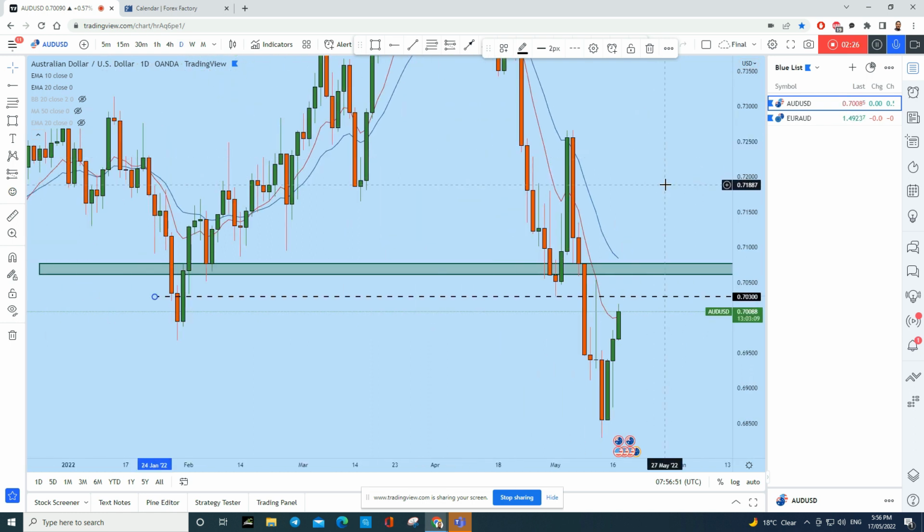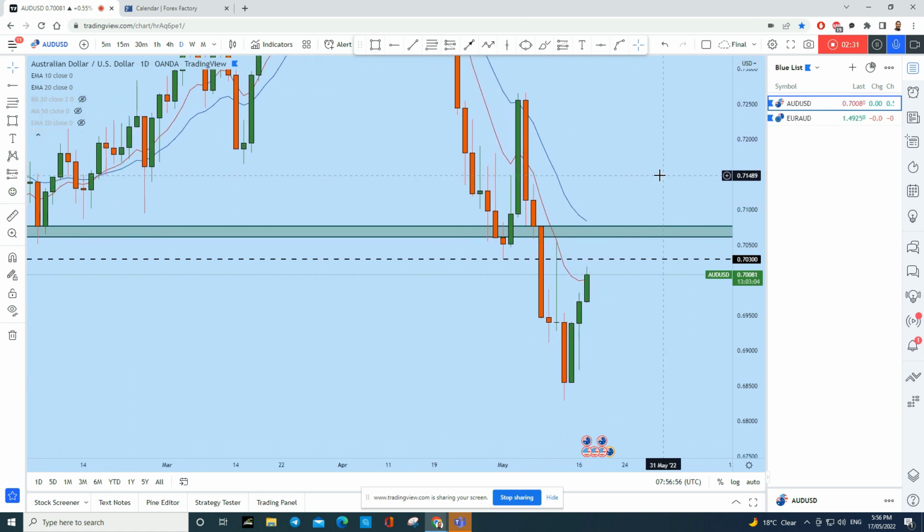Now this is what I have predicted in my weekly forex forecast. You probably have seen that. What did I say? That Aussie dollar is likely to go up from here to test this very important liquidity zone, and looks like the price is doing exactly that.